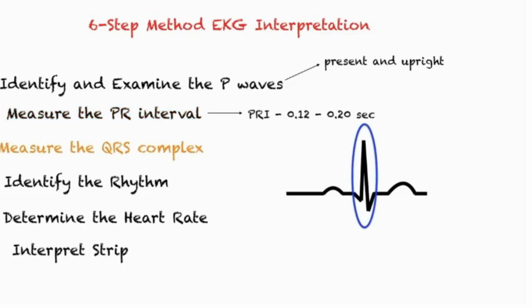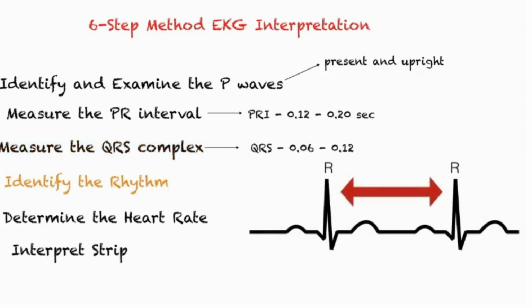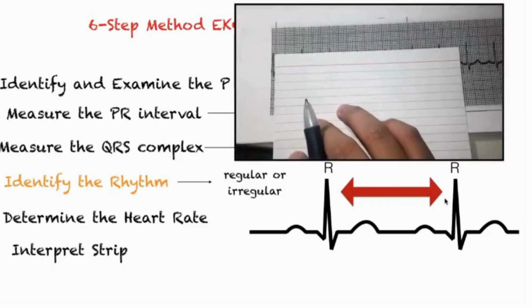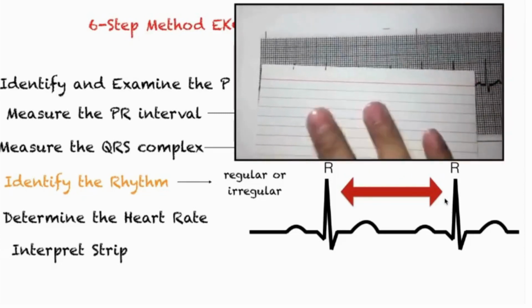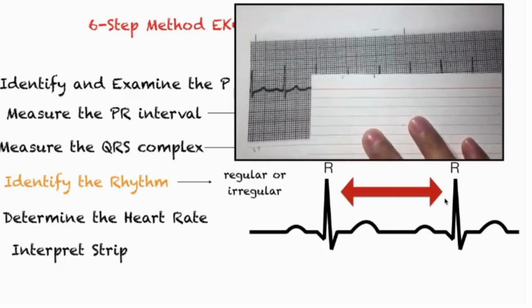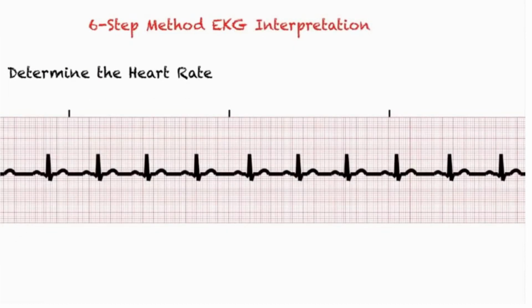Third would be to measure the QRS complex. Just like the PR interval, we are going to measure the small boxes in between the QRS complex. Our magic number is 0.06 to 0.12 seconds. Anything more than 0.12 could indicate a dysrhythmia such as a PVC. Number 4 is we have to identify the rhythm of our strip. It could be regular or irregular. And the way we do this is we measure the distance between Rs. Some people use calipers to do this, but really all you need is an index card. Mark your Rs and march them with the rest of the Rs. If they have the same distance, then your rhythm is regular. Otherwise, they are irregular. Fifth step is when we identify our heart rate.